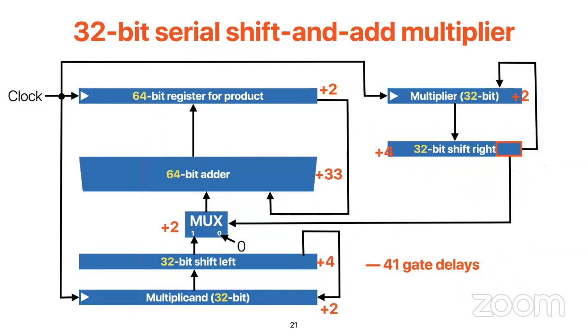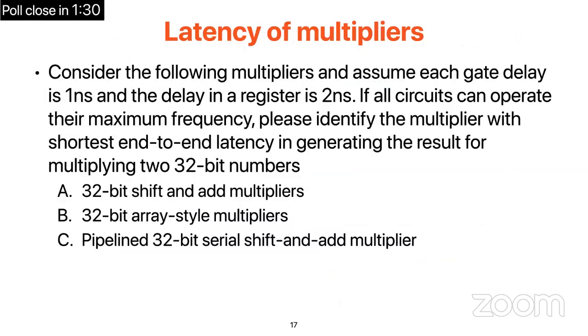Okay, thanks Fox for your answer. Knowing the gate delay of the shift and add multiplier, why don't we spend time looking at this question? If I am curious about how long it takes to get my result for a multiply operation, which turns out to be the most efficient?